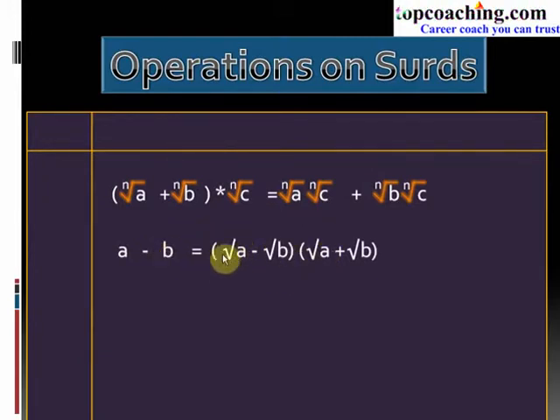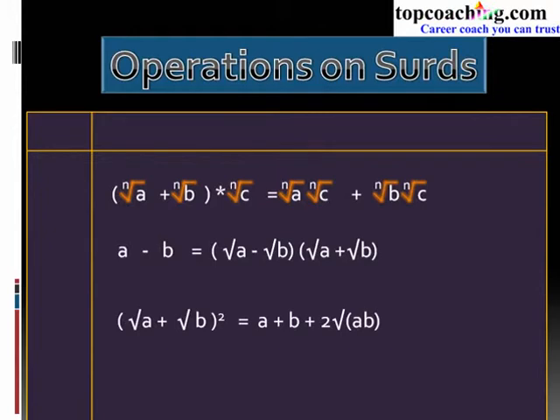Now the second operation is a minus b could be written as a product of two factors. The first factor is under root of a minus under root of b and the second factor is under root of a plus under root of b. So if we multiply both these factors, we get a minus b. So a minus b can be resolved into the product of two factors, the first factor being under root of a minus under root of b and the second factor being under root of a plus under root of b.